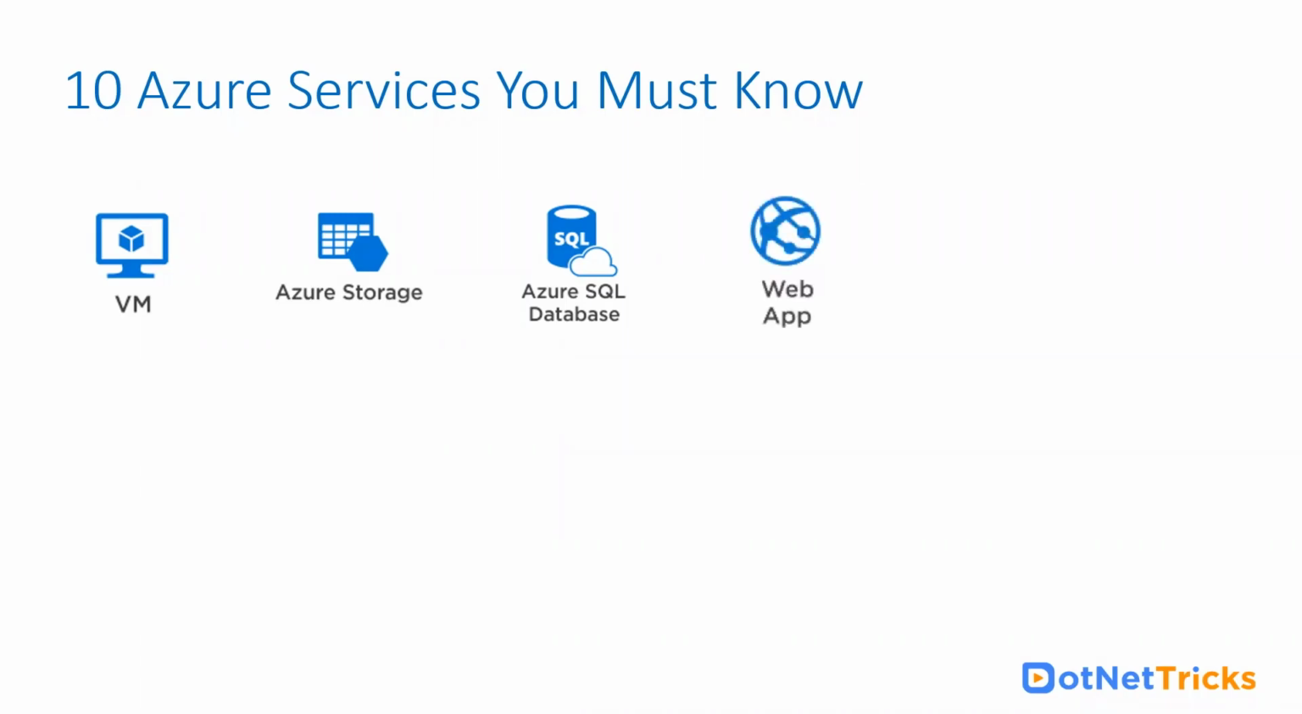Then we have the web app. In place of a virtual machine, you can also use a web app for deploying your application. A web app is a PaaS-based service, platform as a service. A VM is an IaaS service, or infrastructure as a service. So wherever you go for hosting the application, you have to decide either virtual machine or web app. Even in some places, you might be using both of them.